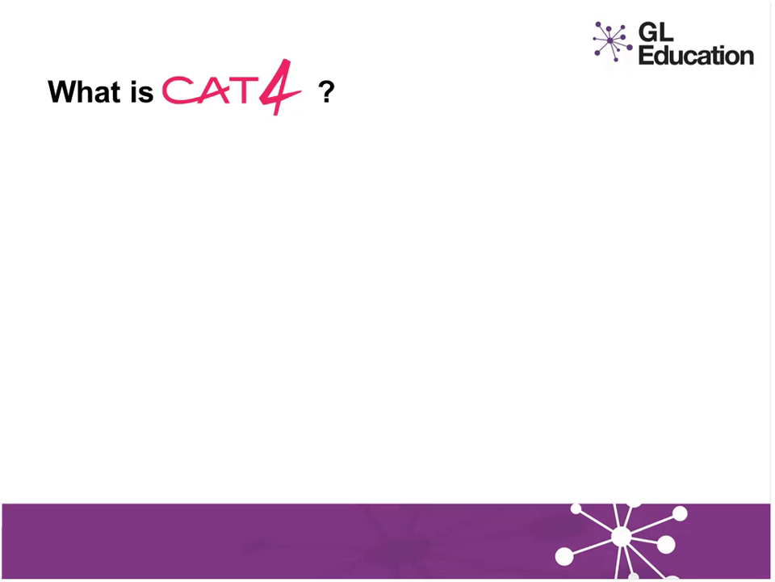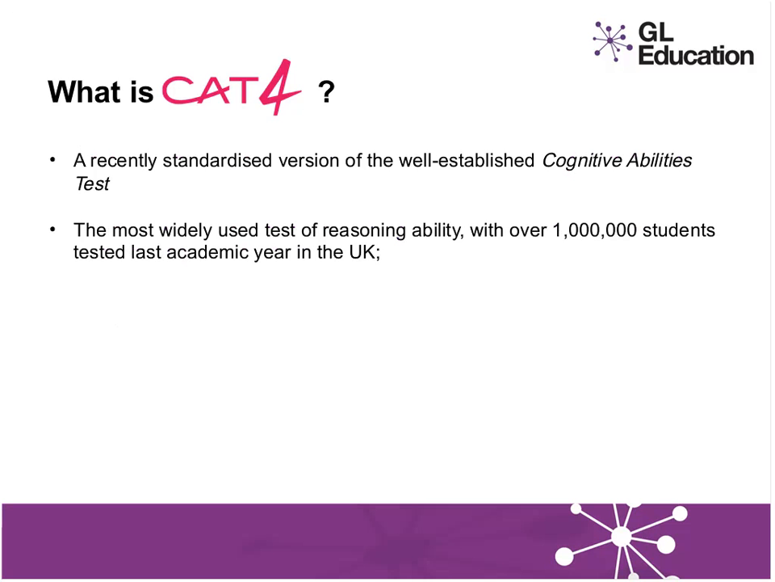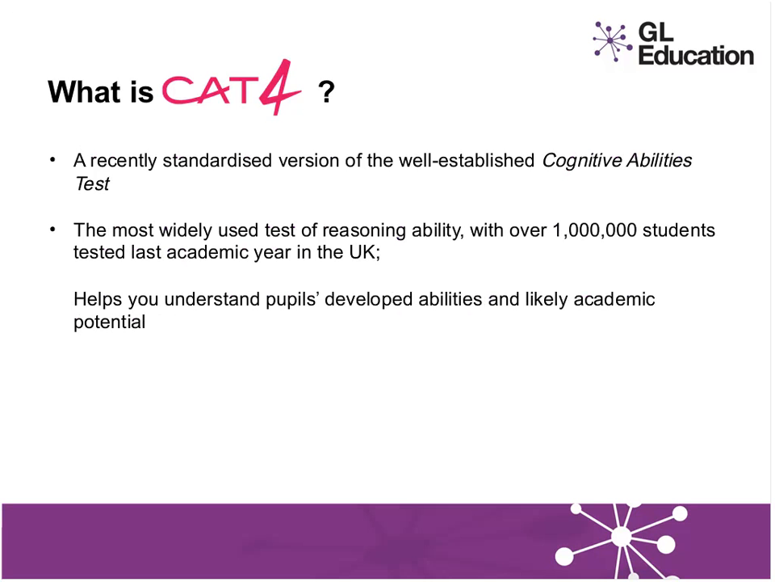So what is it? CAT4 is a recently standardised version of the well-established Cognitive Abilities Test. It's the most widely used test of reasoning ability, with over 1 million students tested last academic year in the UK, and that number is increasing steadily. It helps you to understand pupils' developed abilities and their likely academic potential.